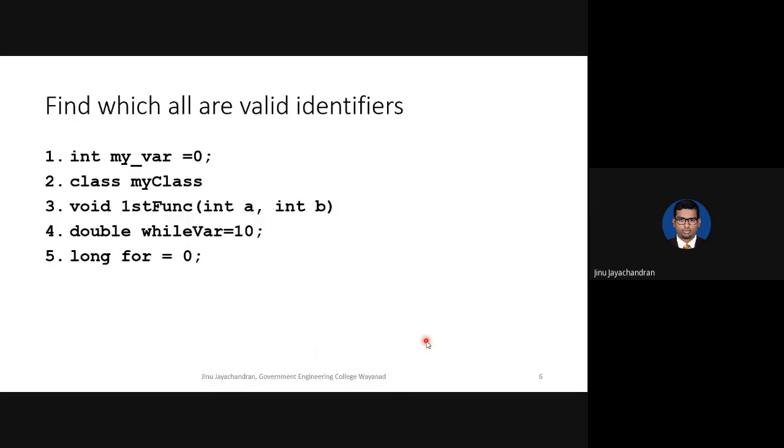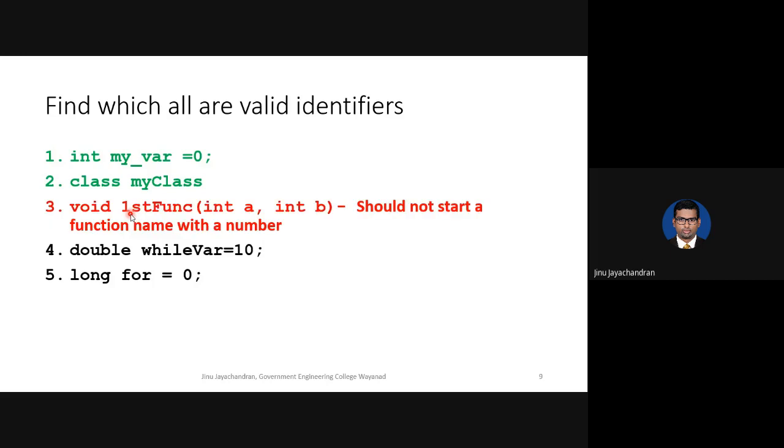Now, if you look at this, you see int my_var is equal to 0. That is fine, because you can use underscore. Now, class MyClass. This is also fine. You are not starting with a number. You have an alphanumeric identifier. You have the keyword class. Void 1stFunc of int a comma int b. If you look at this, you see there's a 1 at the starting of the function name, which is not permitted. You can have only alphabets at the starting of the function. So it should not start with a number.